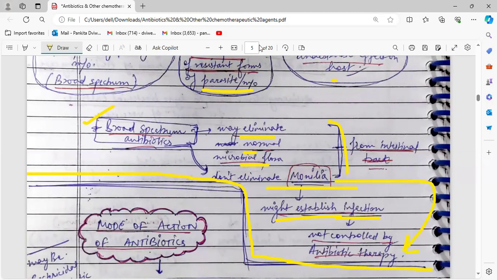So this is it for today. In the next video, we'll be revising the mode of action of antibiotics.